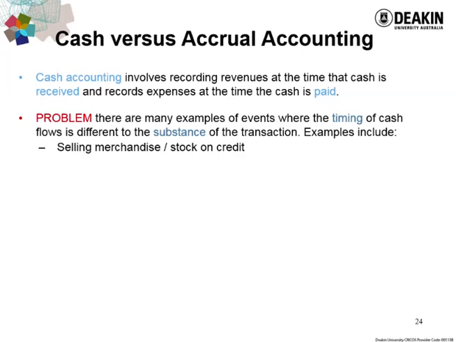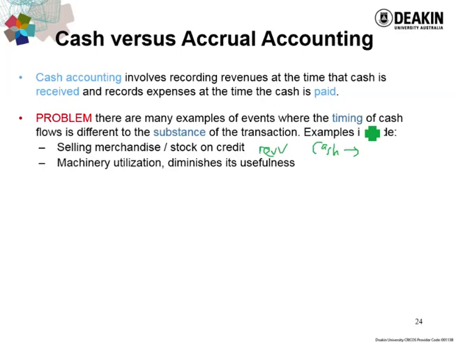For example, we may actually sell the goods on credit. If we sell the goods today, we have actually earned the revenue, but we have not received the cash because we will only receive the cash in a future period. So you find that there is actually a mismatch between cash flows and revenue earned if we were to apply cash accounting. Let's have a look at another example.